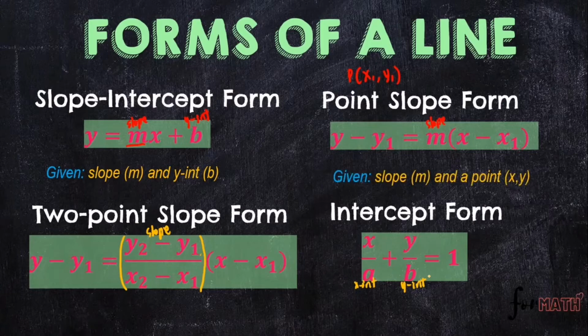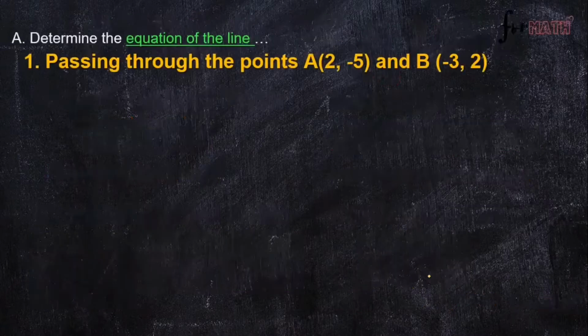Kapag naman ang given natin ay 2 points, ang gagamitin natin ay 2-point slope form. Okay? And then intercept form, pag ang given ay x-intercept and y-intercept. Okay, so let's have an example. Determine the equation of the line. Number 1, passing through the points A (2, -5) and B (-3, -2).